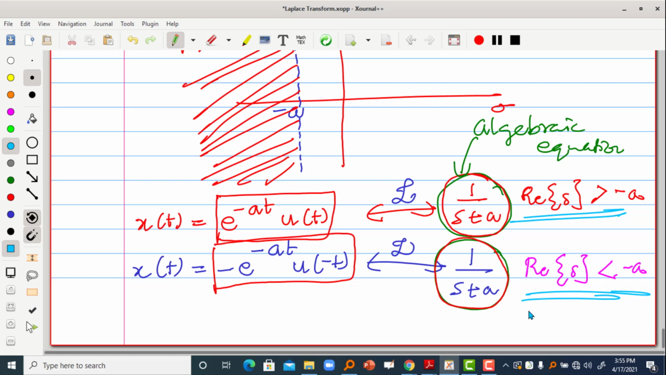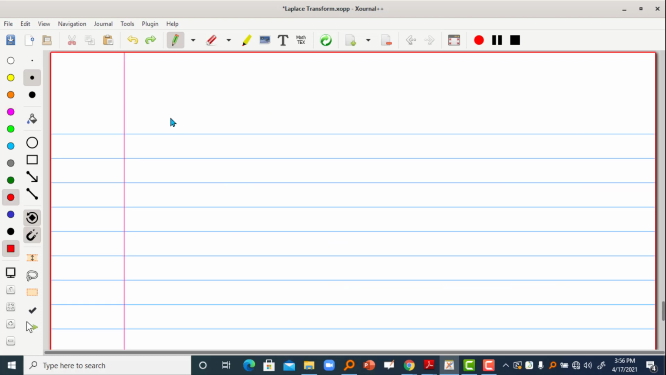So we need to note that in general, the range of values of s for which the integral converges is referred to as the region of convergence, or ROC, in the case of the Laplace transform. Because of this reason, for any x of s, there may be more than one inverse transform. If you are considering only 1 by s plus a, there can be more than one inverse Laplace transform if you are not specifying the ROC. So it is a must to represent the region of convergence also in the case of the Laplace transform. This is happening because we are trying to handle both causal and non-causal signals.